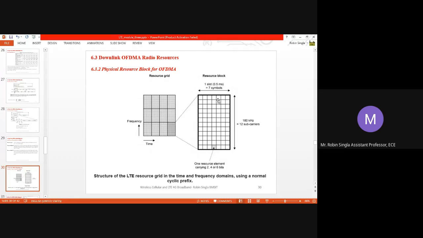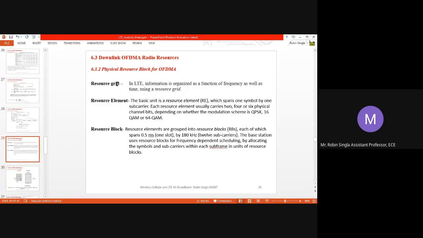A group of resource elements will make a resource block. The resource grid tells how a user is going to use time and frequency resources in the form of a grid. The basic unit is a resource element, which spans one symbol by one subcarrier. Each resource element usually carries 2, 4 or 6 physical channel bits, depending on whether the modulation scheme is QPSK, 16 QAM or 64 QAM.